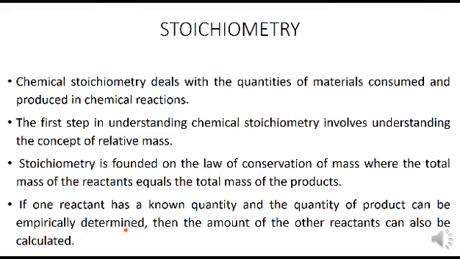Chemical stoichiometry involves understanding the concept of relative masses. It's founded on the law of conservation of mass, where the total mass of the reactants equals the total mass of the products. If one reactant has a known quantity and the quantity of a product can be empirically determined, then the amount of the other reactants can also be calculated.